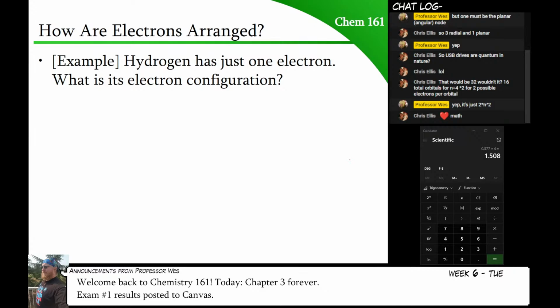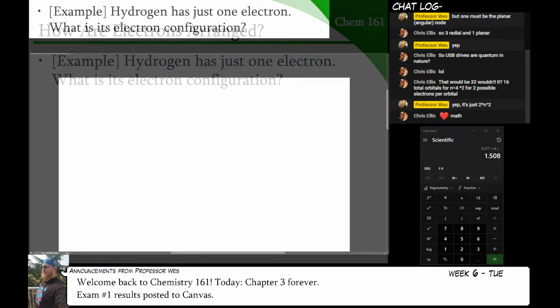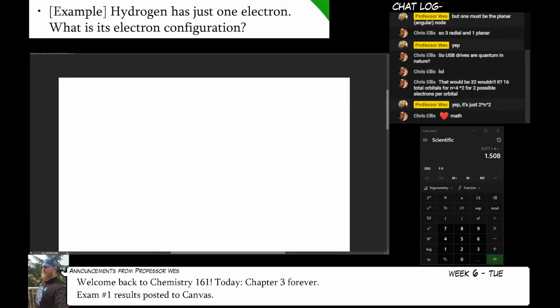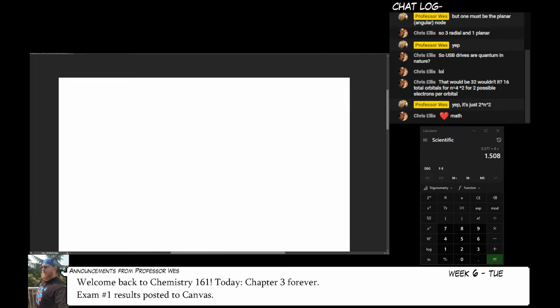Now, before we do that, I actually want to draw out the diagram that we're going to be using for electron configuration. So we're going to go over here. And we don't actually need this on the screen, so I'm just going to remove that real quick. There we go.